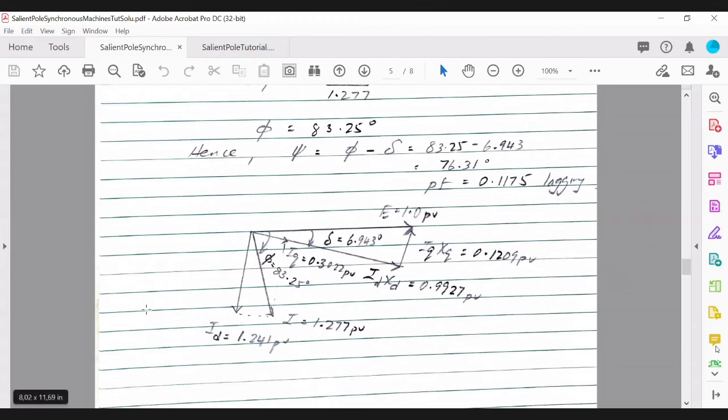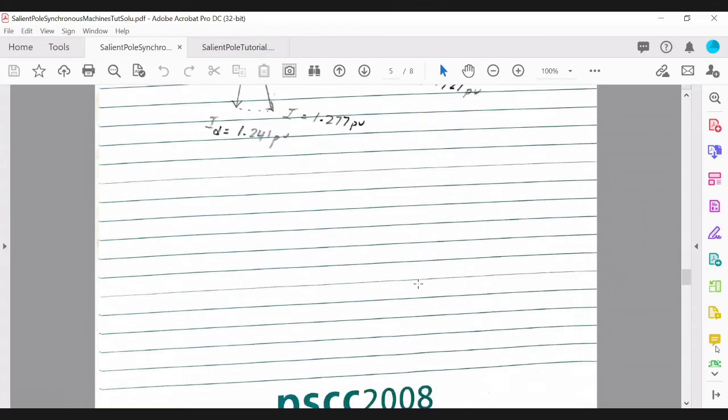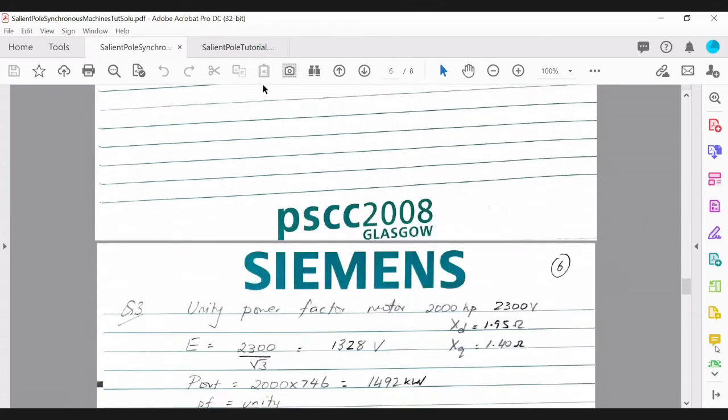So this is how you draw the phasor diagram when the motor has lost its field current, and you only end up with the two components, IDXD and IQXQ, and E naught, which is your induced voltage, is now zero. Okay, so this was the last part in question 2.